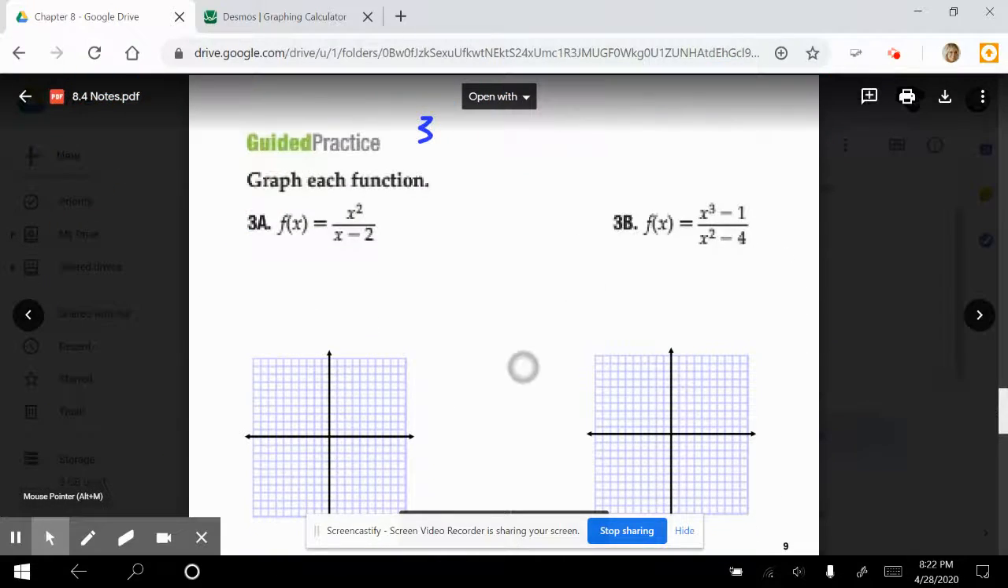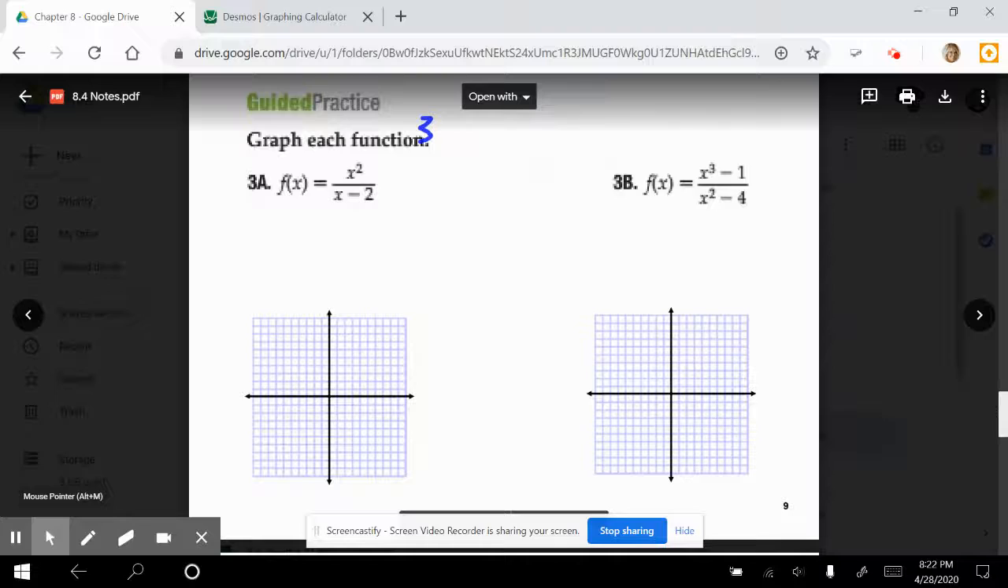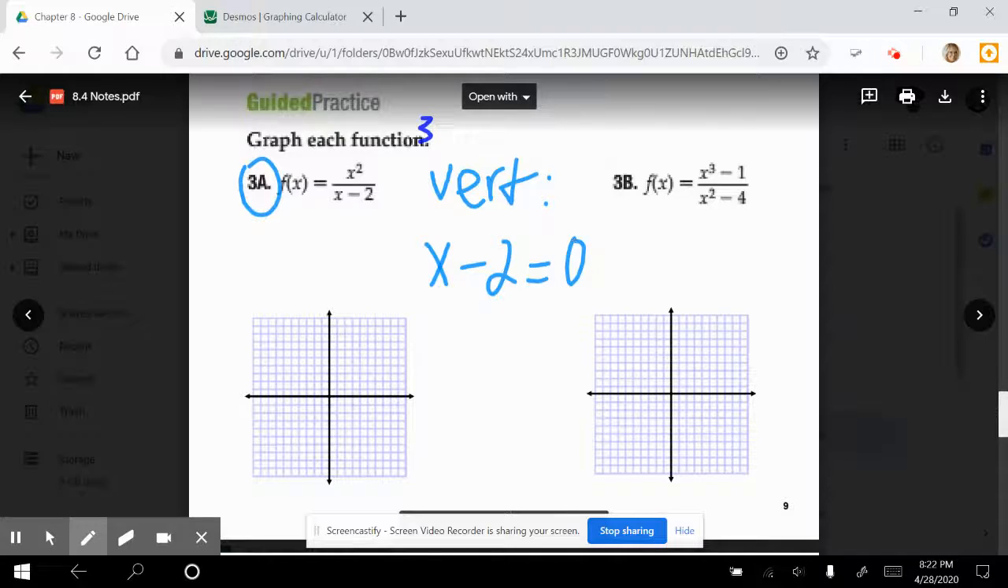All right, so here's a couple others that we can try. Let's try 3a together as well. First off, we know our vertical asymptote is going to be x minus 2 equals 0, when the bottom is equal to 0. So when x equals 2, we'd have a straight up and down line through 2, right? And we notice that x to the second and x to the first, subtract, is 1, so there's an oblique asymptote. And we have to figure out what that is going to be.